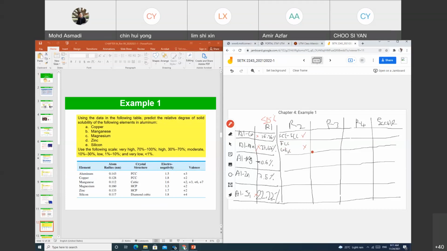Aluminum and manganese, cubic, okay, it's cubic, not favorable. FCC, aluminum and magnesium. FCC and HCP, okay, not favorable. Then aluminum and zinc, FCC, HCP, not favorable. Right. Okay, if you look at the tables, aluminum and silicon also not favorable because it's diamond cubic.